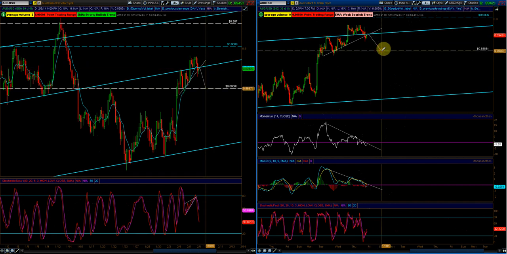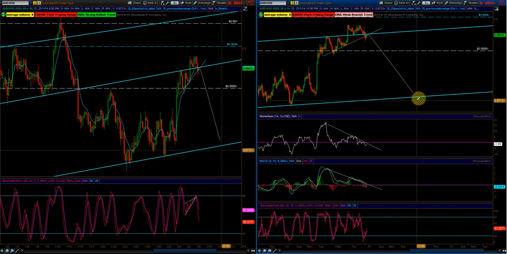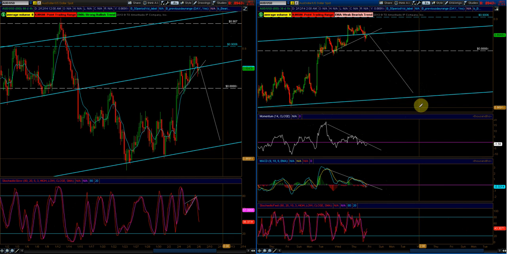My initial target will be this first line of support, which I really don't think is going to hold. I think we're going to see at least the middle of the 87.00 area, and it's quite possible at this point that we see something lower in the 86.00 area, but that's pretty much it.